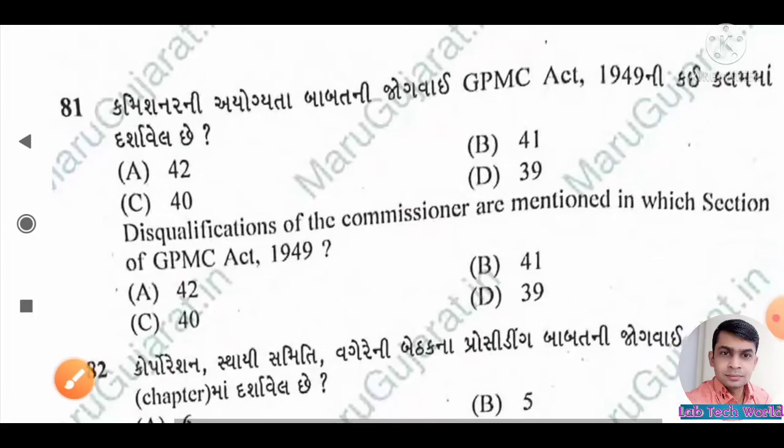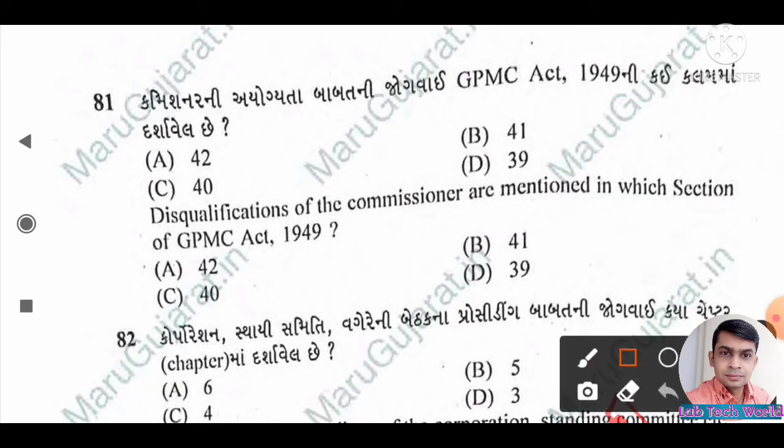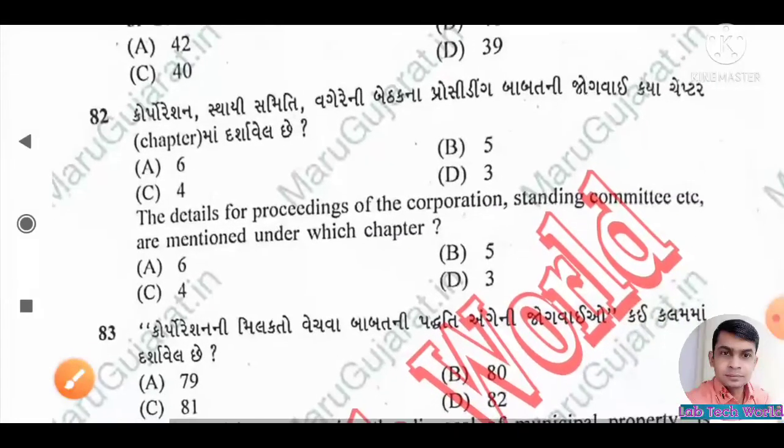Move to the next question, number 81. Disqualification of commissioner is mentioned in which section of GPMC Act 1949? Options: A, 42; B, 41; C, 40; D, 39. The correct answer for this question is section 42. So option A is the correct answer. Move to the next question, number 82.